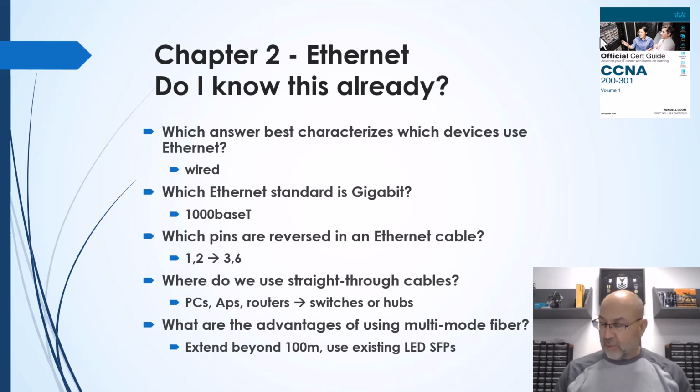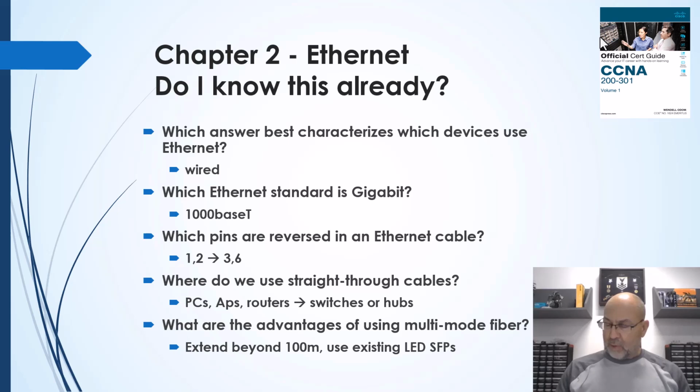Question 3. Which of the following is true about Ethernet crossover cables for fast Ethernet? Pin 1 and 2 are reversed. I'm not even going to read all these. Pins 1 and 2 go to pins 3 and 6. So that was the answer there. I'll show you that in the pinouts later on in the chapter.